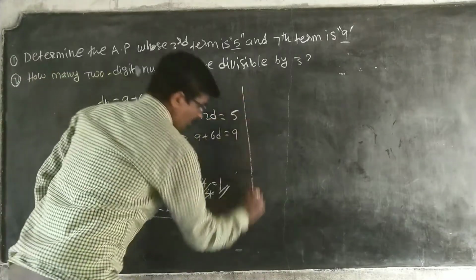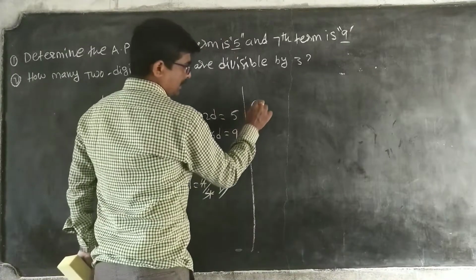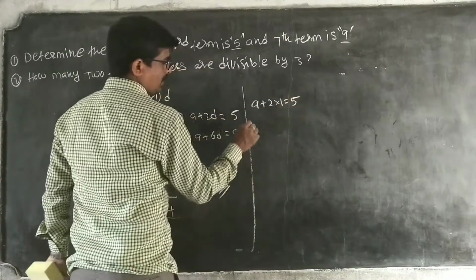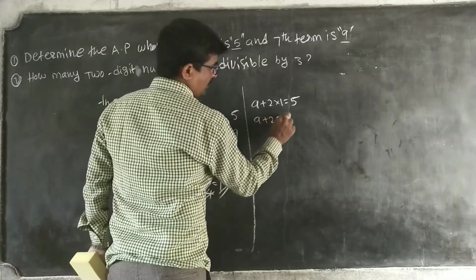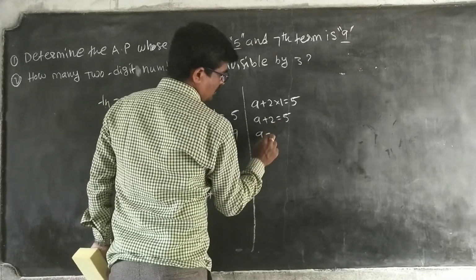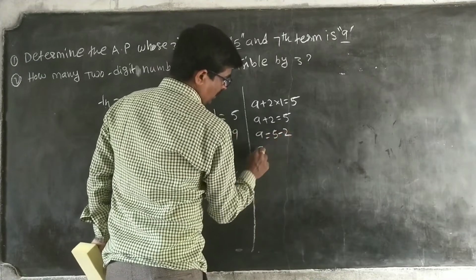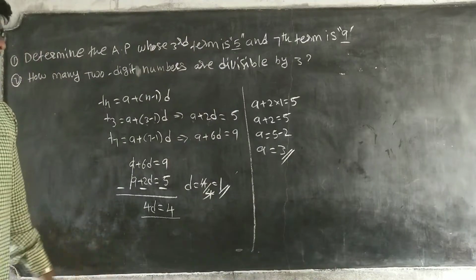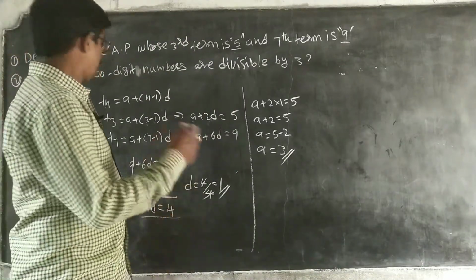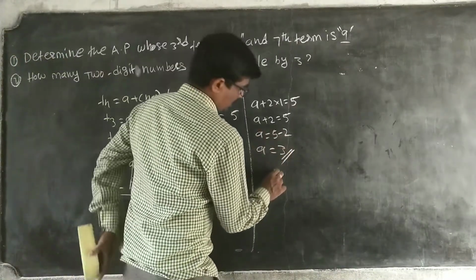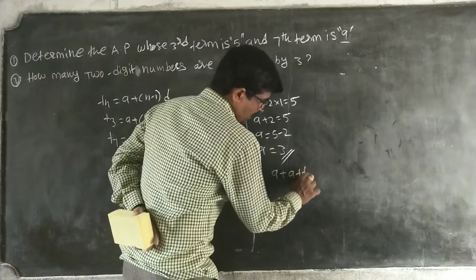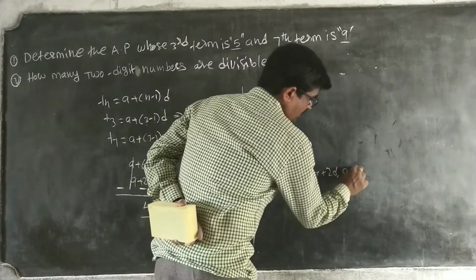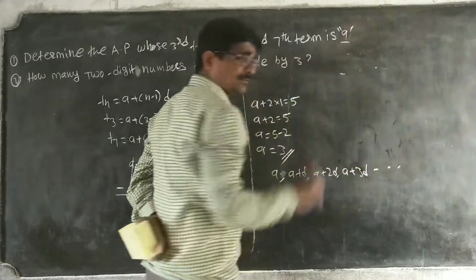Now we have to substitute d is equal to 1 here. A plus 2 into 1 is equal to 5. A plus 2 is equal to 5. A is equal to 5 minus 2, therefore a is equal to 3. Got it? What is the series? The series I am writing here: a, a plus d, a plus 2d, a plus 3d, and so on.